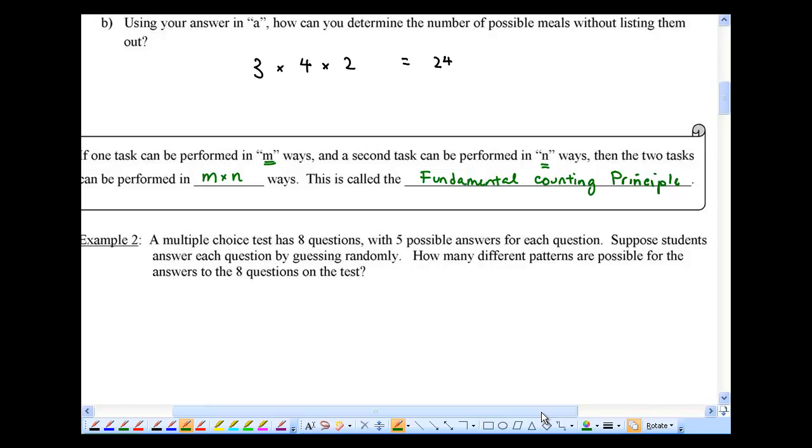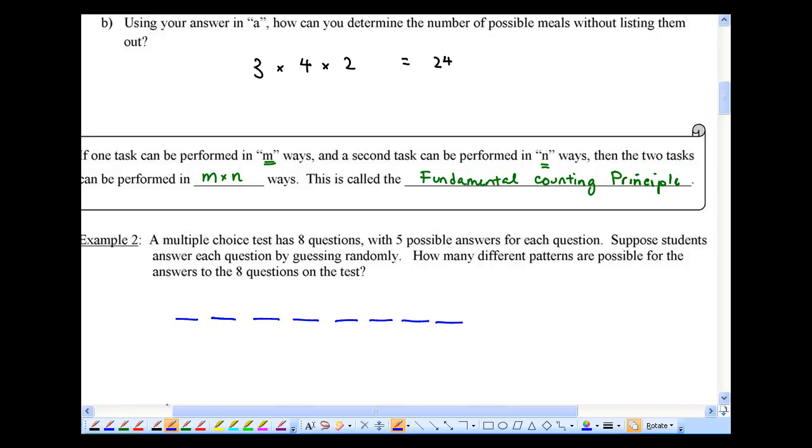in the test? Like, could it be A, B, C, D, E, A, B, C, D, or A, A, B, B, C, D, you know, what's going on? So if you think about it, in the previous examples, we had 3 decisions, right? We had main course, side dish, and dessert. Well, here we have 8 questions, so we kind of have like 8 decisions, right? So I like to draw these lines. 1, 2, 3, 4, 5, 6, 7, 8 decisions.